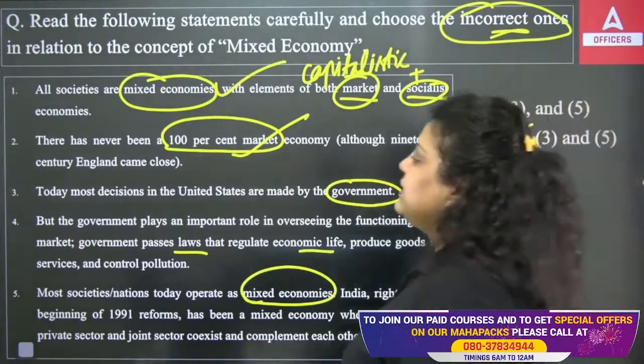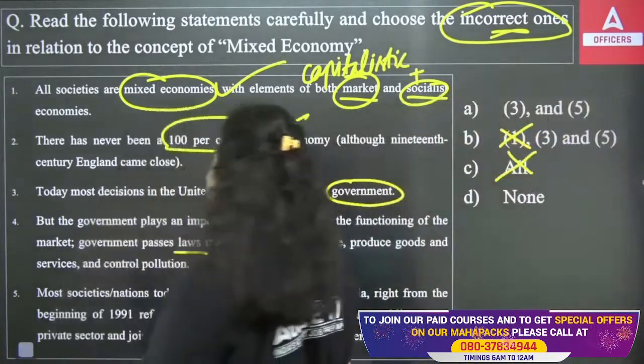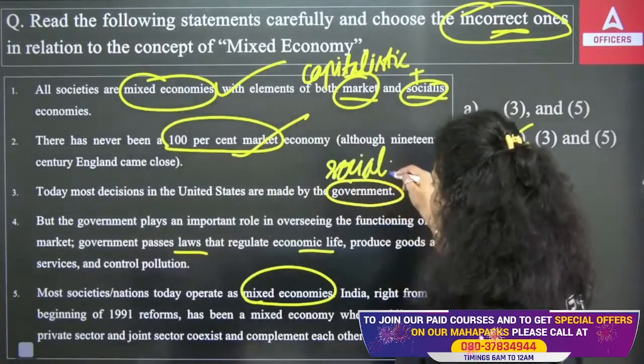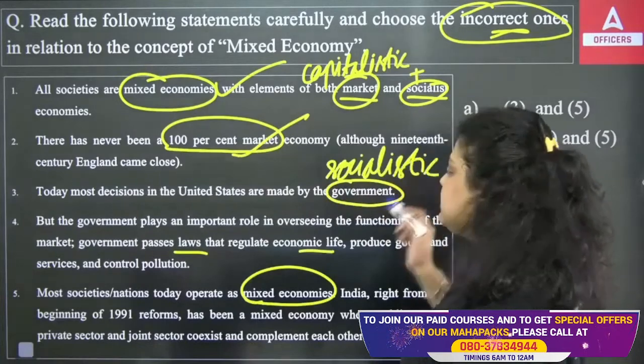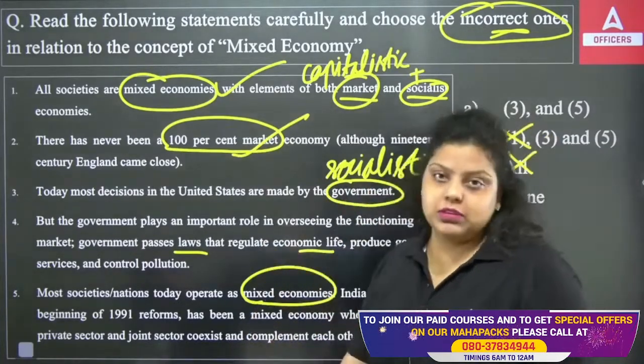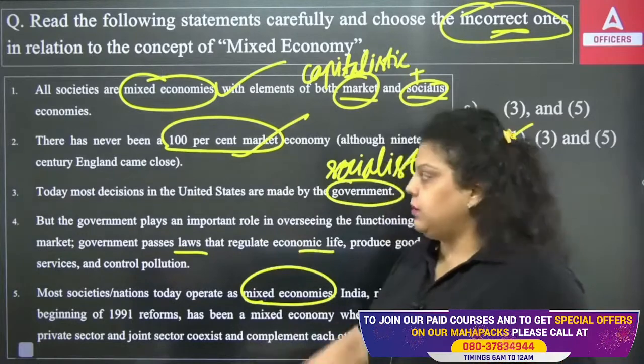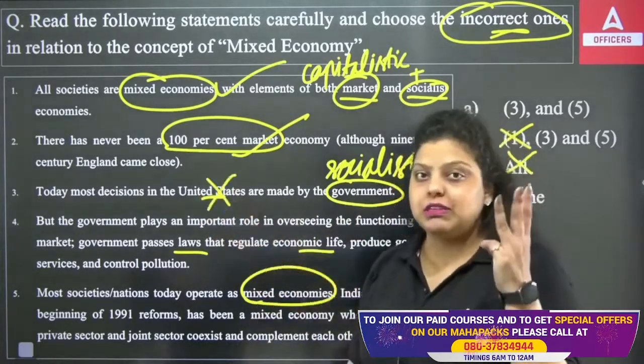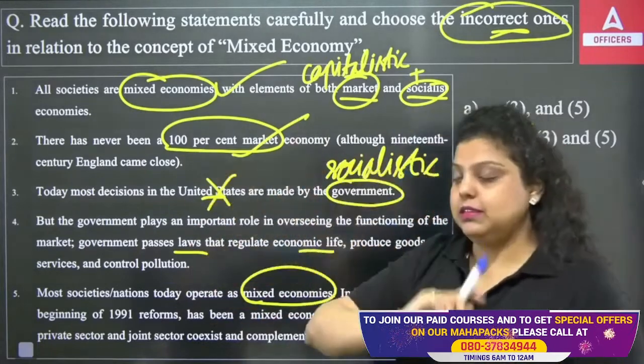Now, third is saying today most decisions in the US are made by the government. If the government is making decisions, it means USA is a socialistic economy. Do you think USA is a socialistic economy? No. China is a socialistic economy. India is a mixed economy, but US is a capitalistic economy. That's incorrect. It means the third statement is incorrect, sorry.